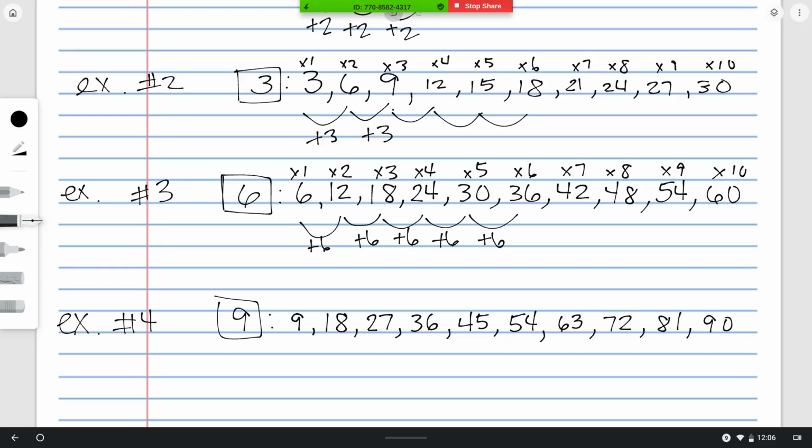Okay, that's just writing it from my multiplication chart. All of the numbers that I can get with I multiply by 9. Maybe you added 9 every time. That's going to take a really long time, but it's another way that you can do it. 9 times 1, 9 times 2, 9 times 3, 9 times 4, 9 times 5, 9 times 6, 9 times 7, 9 times 8, 9 times 9, and 9 times 10. Okay.